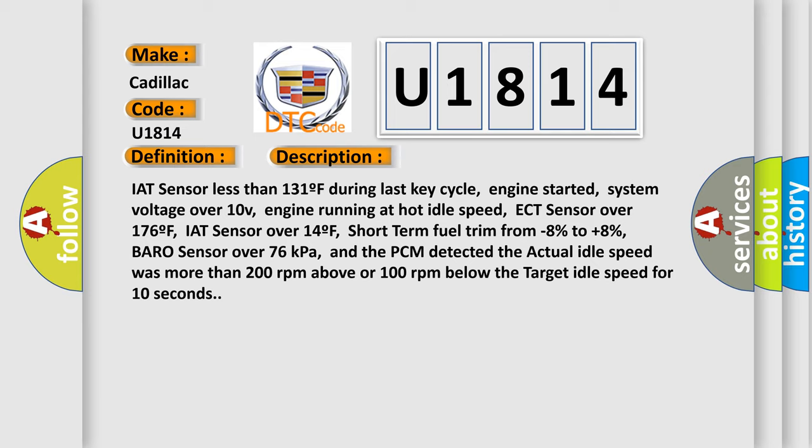IAT sensor less than 131F during last key cycle, engine started, system voltage over 10V, engine running at hot idle speed, ECT sensor over 176F, IAT sensor over 14F, short term fuel trim from -8% to +8%, BARO sensor over 76 kilopascals, and the PCM detected the actual idle speed was more than 200 revolutions per minute above or 100 revolutions per minute below the target idle speed for 10 seconds.